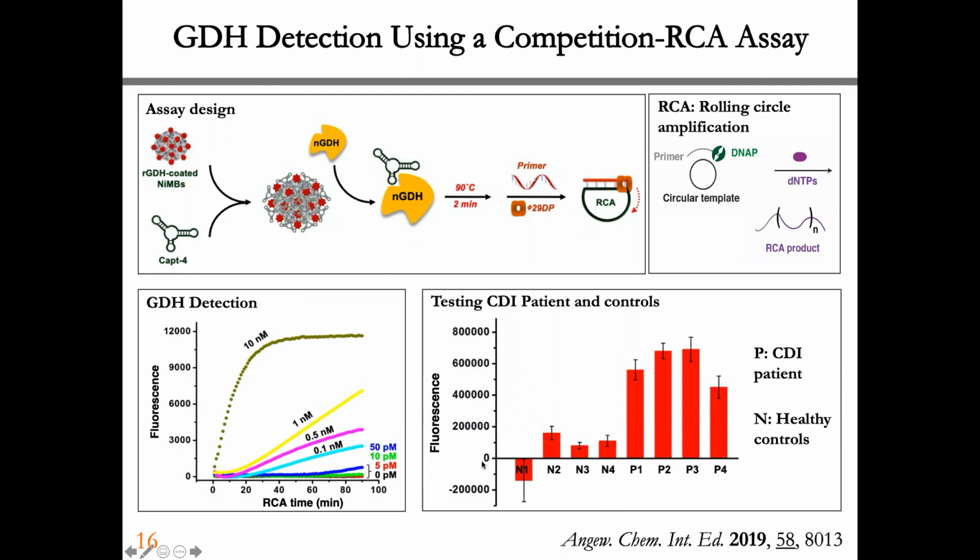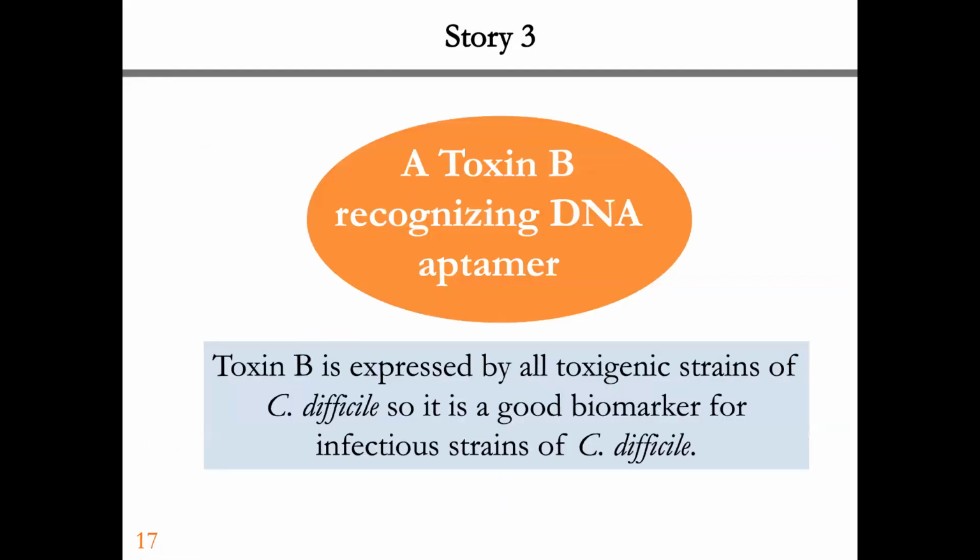We also applied this, in collaboration with a company in Toronto, and they provided the patient samples for us. So these are negative, the people do not have CDI, and these are actually people who have CDI. And clearly, you know, they are different. So now we have a test. I have an aptamer and a test that can be used to detect CDI and detect the GDH from C. difficile.